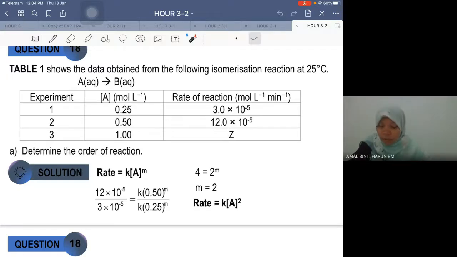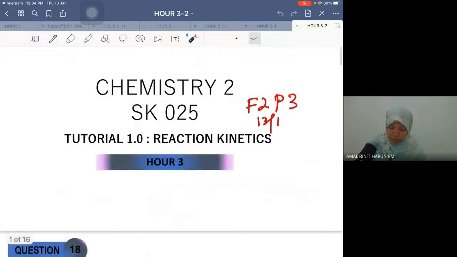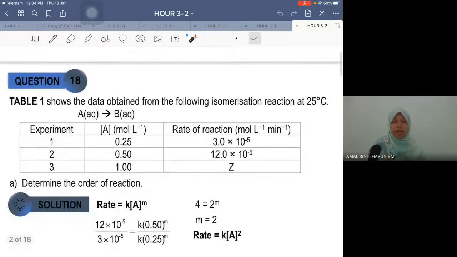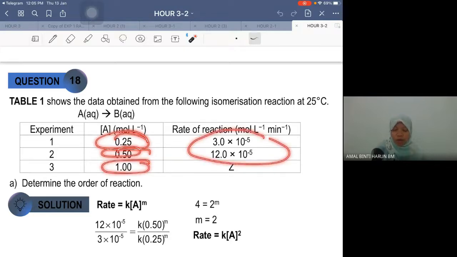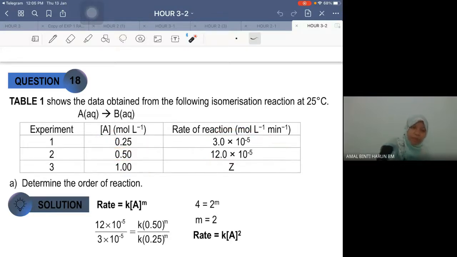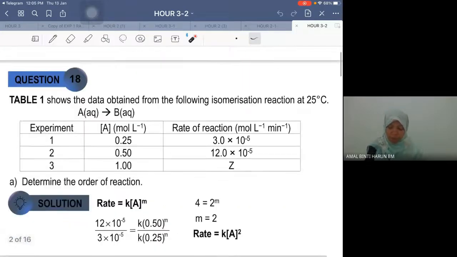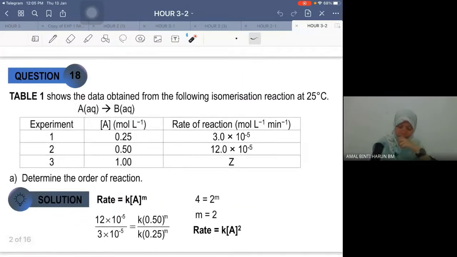Okay. Tengoklah initial rate method. Okay, untuk initial rate method, dia adalah kaedah untuk menentukan order of reaction. Apa yang diberi adalah untuk satu tindak balas, which is A bertindak balas dengan B, tetapi dia ulang beberapa kali. Kalau dalam ni, dia ulang kepada 3 set dengan mengubah concentration reactant. Bila ubah concentration reactant, dia turut mengubah rate of reaction.